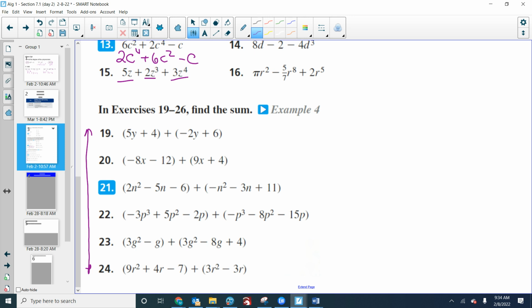Check those. Those are important, guys. 19 through 24 are important. If you don't see what mistake you made, let me know.